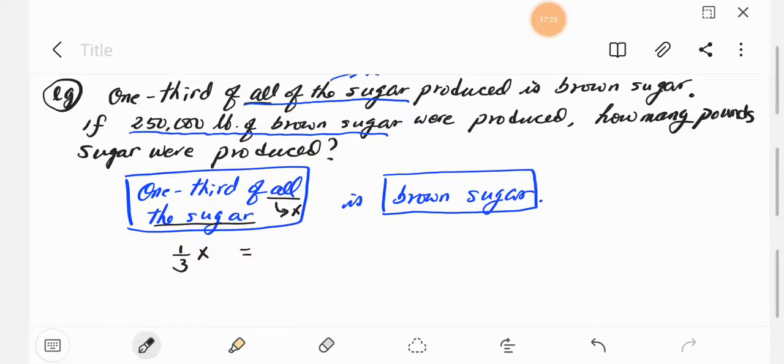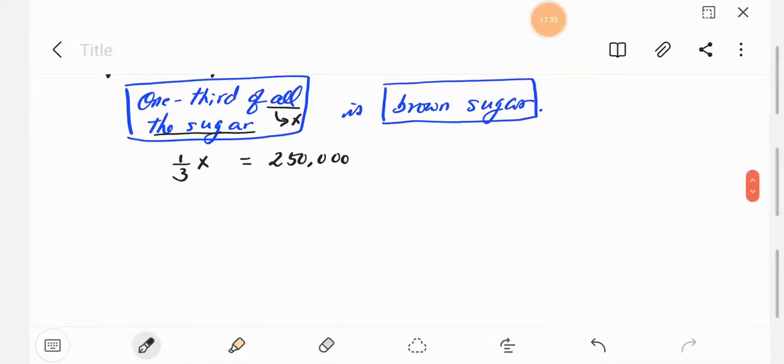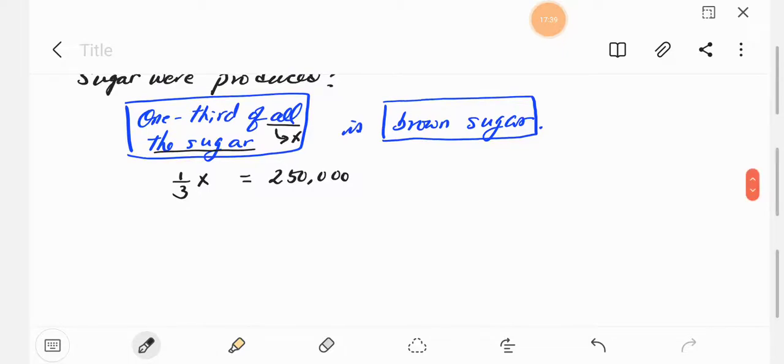How many pounds? That is 250,000 pounds of brown sugar. So we just set up an equation. So we can now solve this equation for X. X is the pounds for all of the sugar. So how should we solve this one?